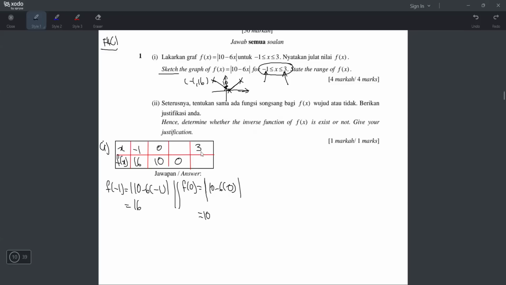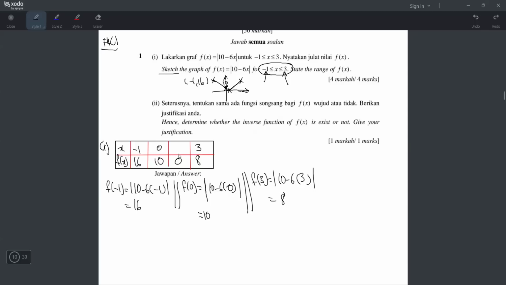Okay, let's replace x with 3. So now it will become f(3) = |10 - 6x|, and the x replaced with 3. 10 minus 18, negative 8, modulus is 8. So this is 8. Okay, you can use your calculator to help you. And also when you take the modulus, you become positive.